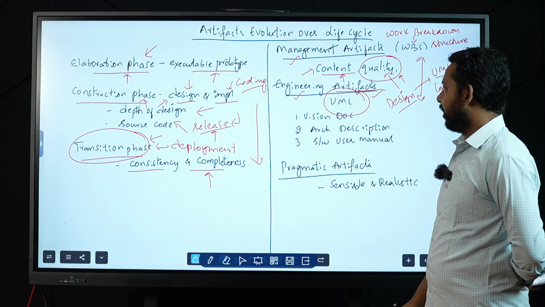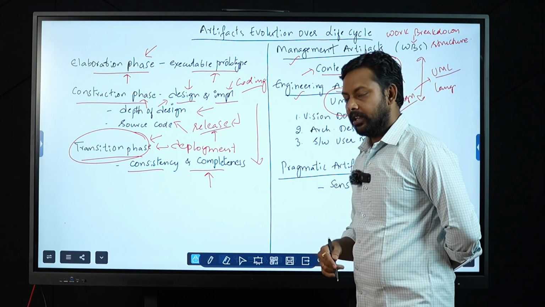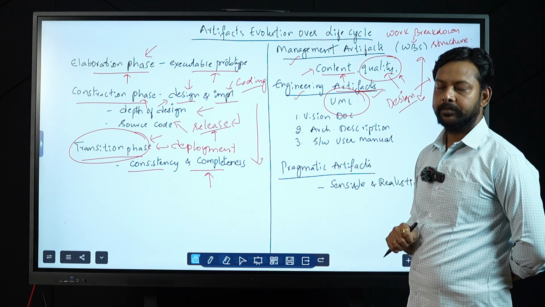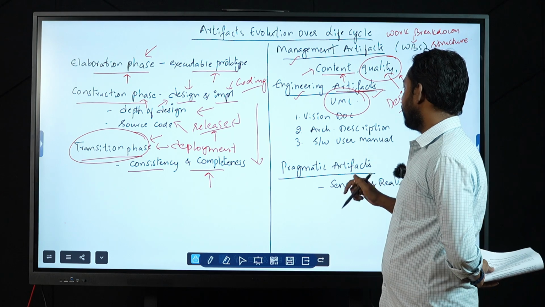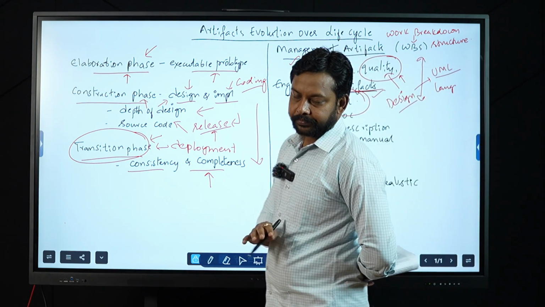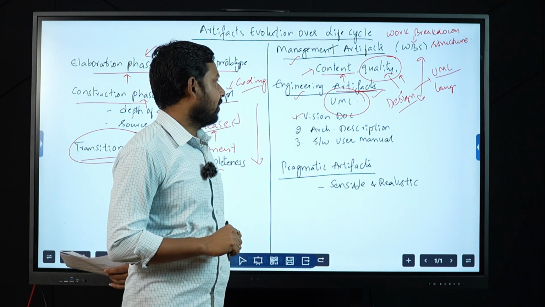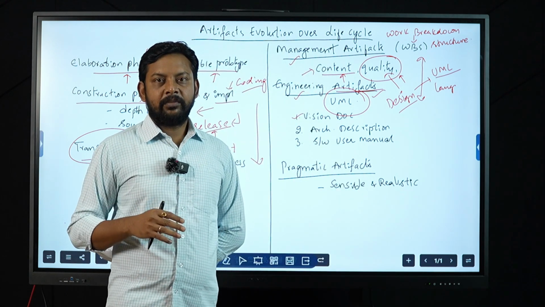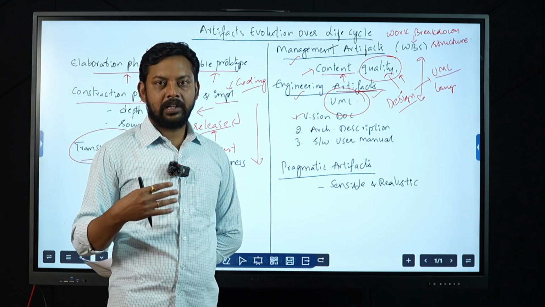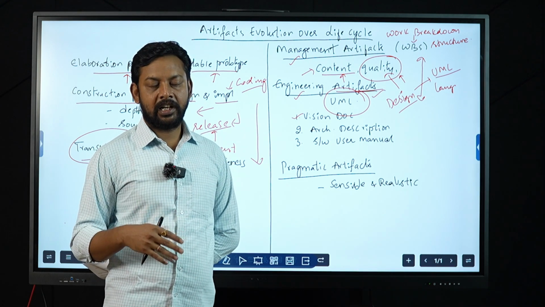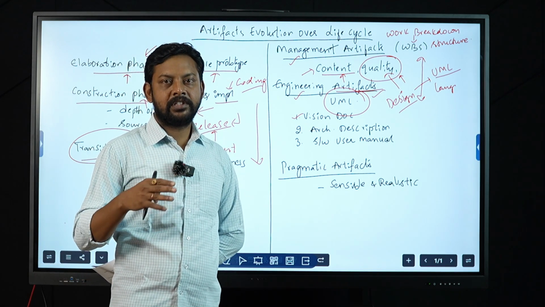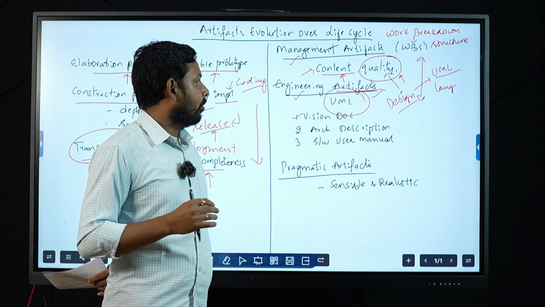Engineering artifacts also consist of 3 different points. There are 3 different types of engineering artifacts available. First is a vision document. So what is this vision document? The vision document is a document which is going to focus on what your project is, and what are the things that are necessary in your project here. This particular vision document consists of a sequence of data that is related to your project.